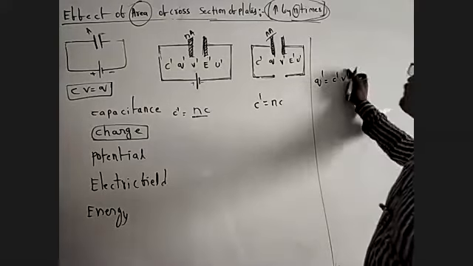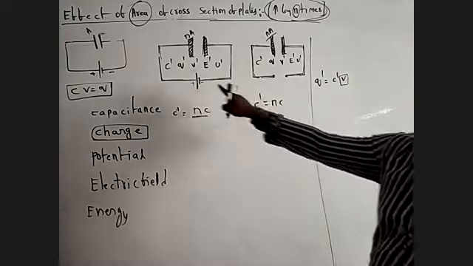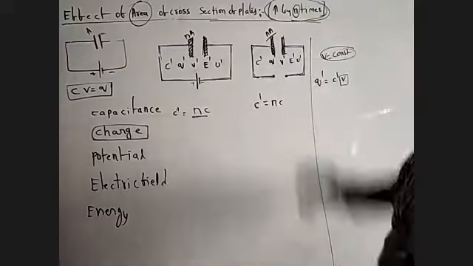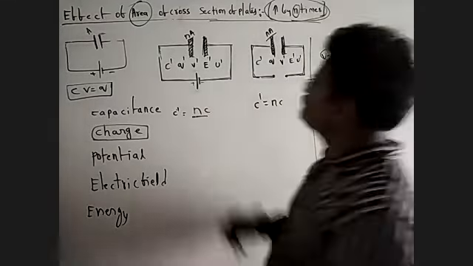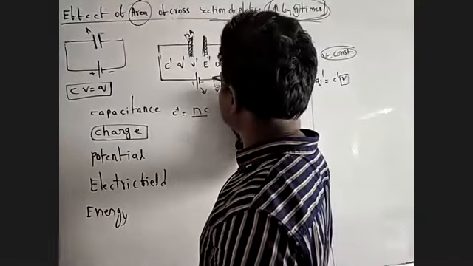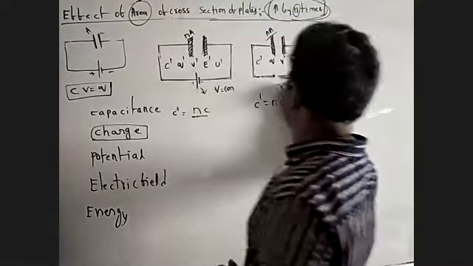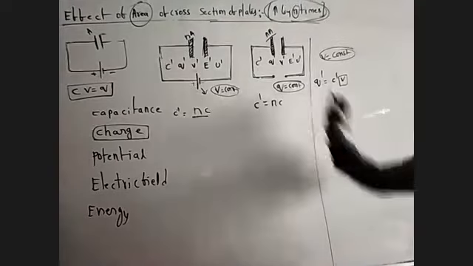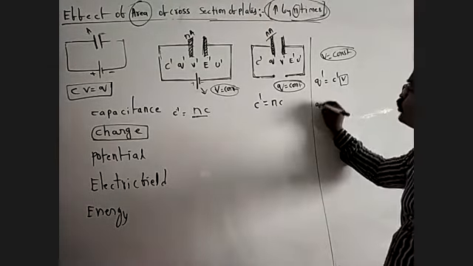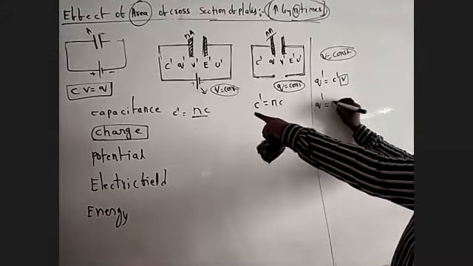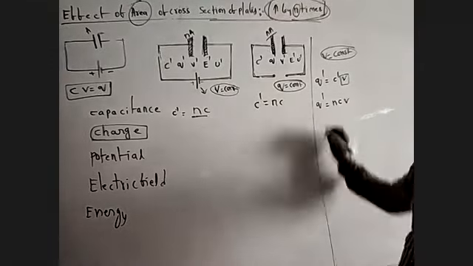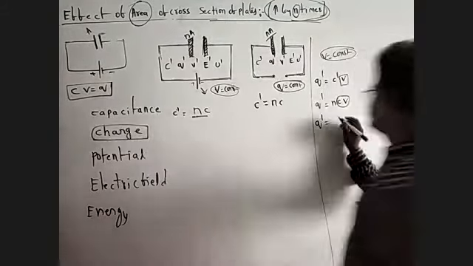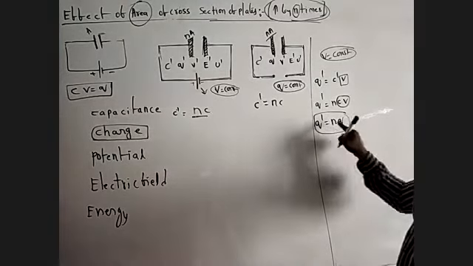This is the formula. V is constant. Battery connected to the cell means V is constant. Keep in your mind: battery disconnected means Q is constant. Keep in your mind these two points. Here Q dash and C dash: C dash means N C, and V. So Q dash is equal to N Q.